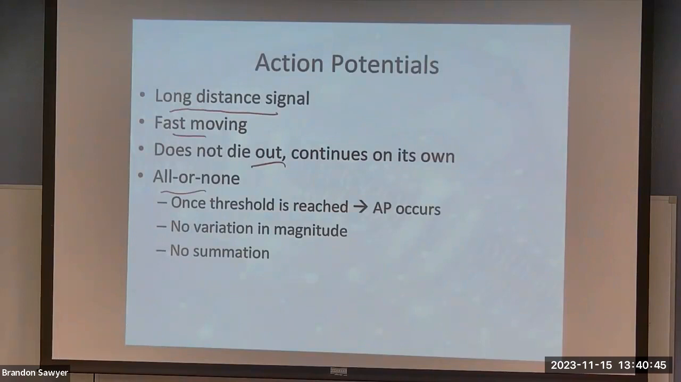Okay. Also, there's no variation in how tall these are. As far as how much depolarization we get, they're all the same height. So there's no variation in magnitude, and they don't add on top of each other. We just get a single one, and then it spreads. We can get another one and it spreads, but they don't add on top of each other. And there's no variation in their height. Okay, so those are two important definitions to think about.